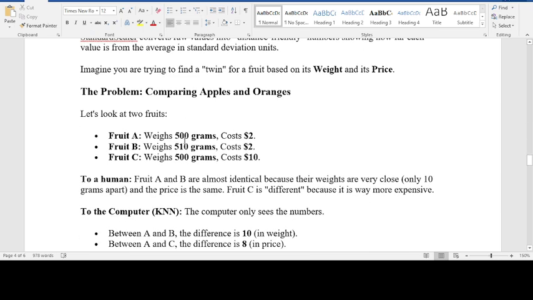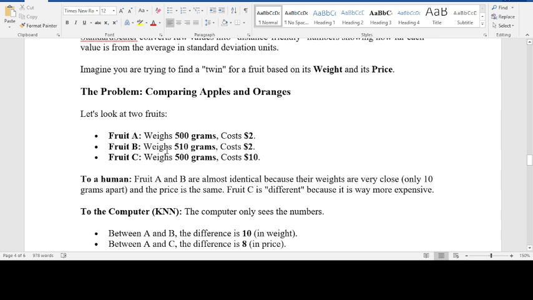Now take an example. It is very easy. Why do we have to apply feature scaling? Here this is the problem. I have two types of fruits, apples and oranges. See here: fruit A, weight equal to 500 grams, cost equal to $2. Fruit B, weight equal to 510 grams, cost equal to $2. Fruit C, weight equal to 500 grams, cost equal to $10.